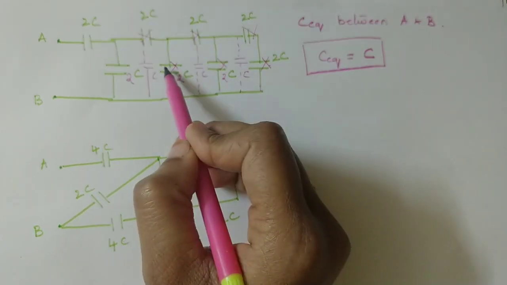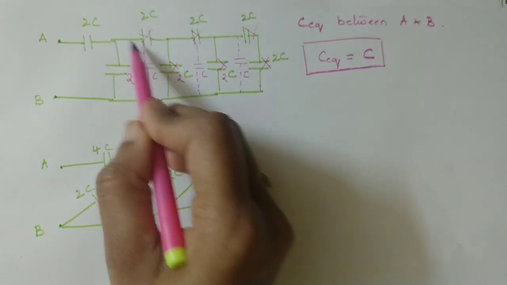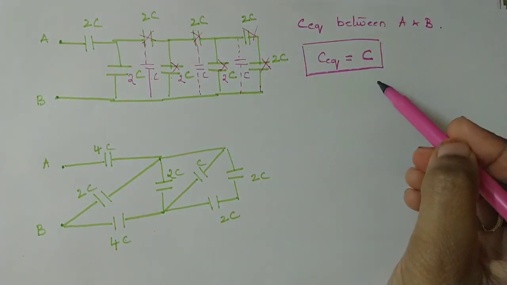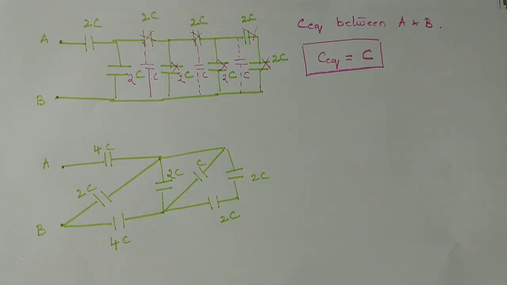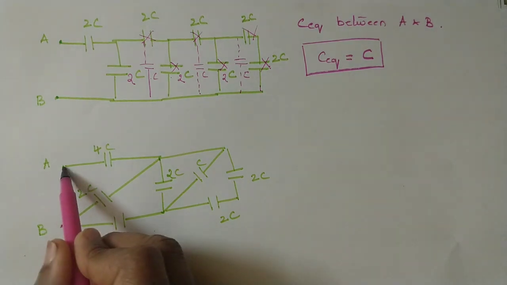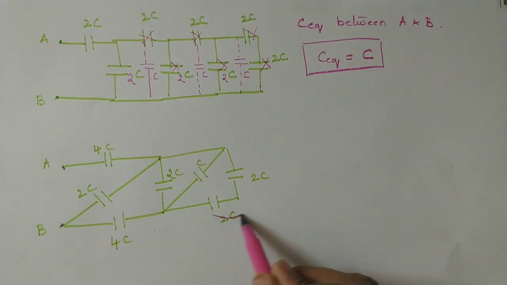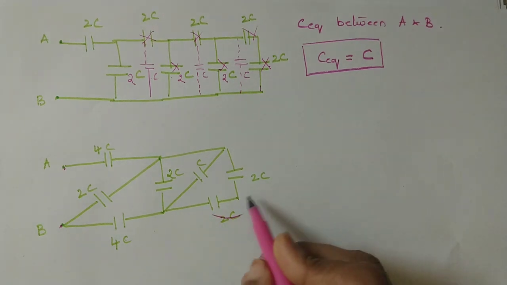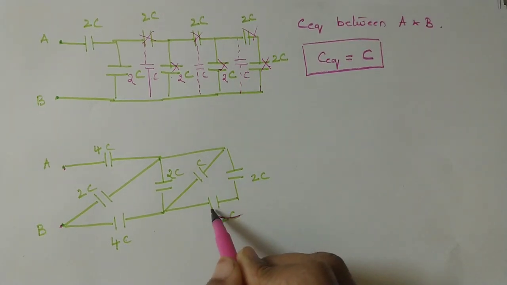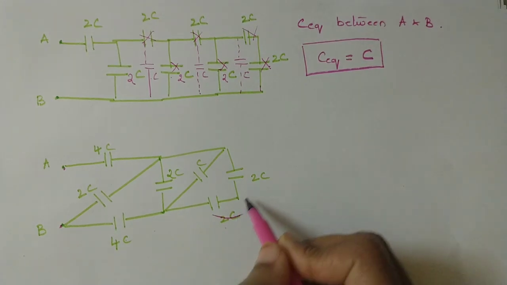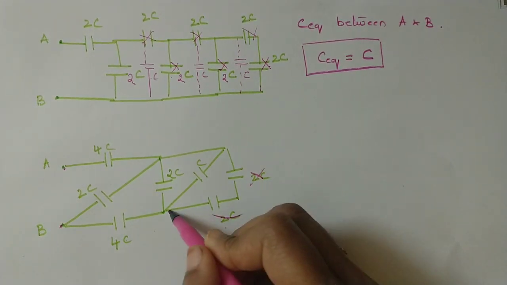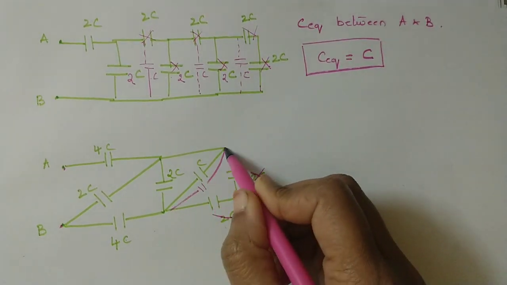Again series and parallel, series and parallel, series. So like this you can reduce and find. Look at one more similar example. Since A and B terminals are on the same side, we'll start solving it from the opposite direction. 2C and 2C are in series. Just now I told you, if 2C and 2C are in series, replace them with a capacitance C.